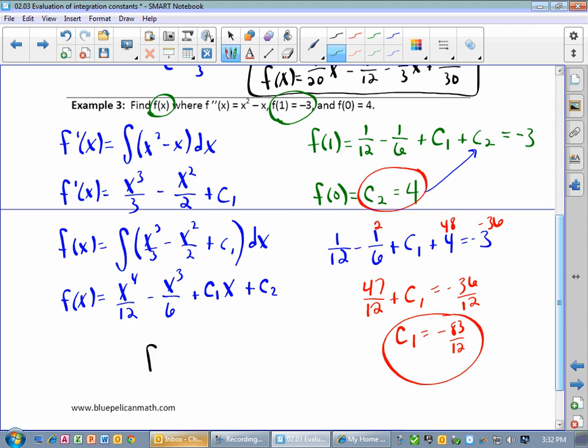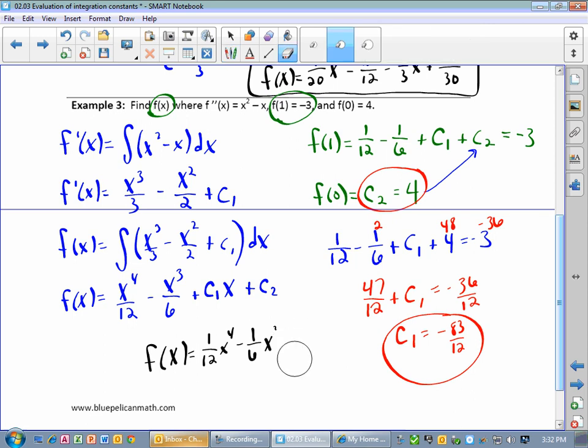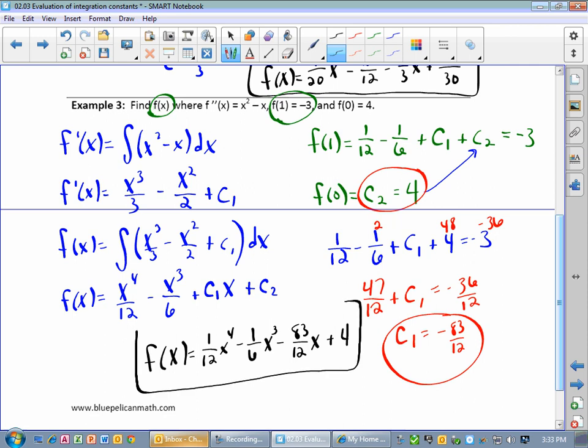So we write our final answer. F of x equals 1/12 x to the 4th minus 1/6 x cubed plus what times x? -83/12. So I'm going to change that plus to a minus. Minus 83/12 x. And what's the last term? Plus 4. Okay.